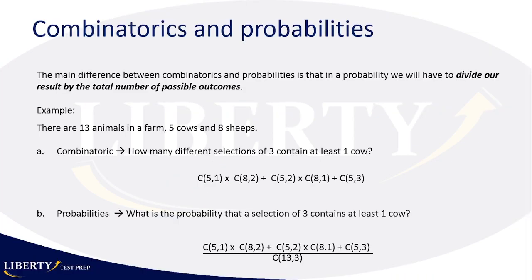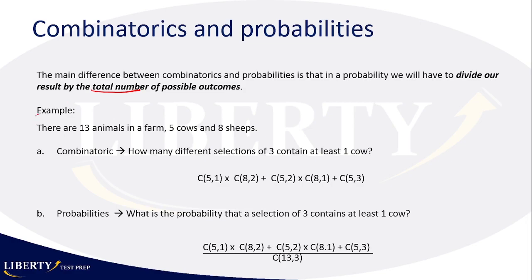Okay, and now we're going to go here to combinatorics and probabilities. This theory is where it gets really interesting here on the GMAT. The main difference between combinatorics and probabilities is that in a probability, we will have to divide our result by the total number of possible outcomes. So at the end, in the probability, you are going to get a fraction. And in order for you to get that fraction, in the denominator you're going to have the total number of combinations possible without any restriction.